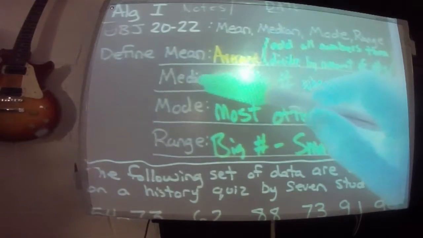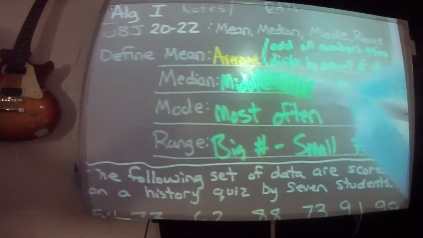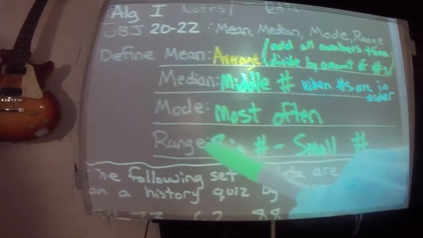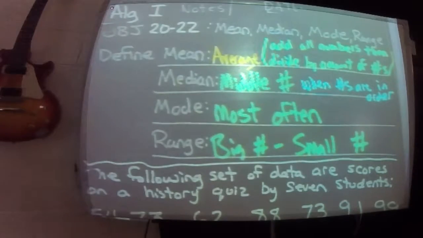Mean is average. Median, the middle number when they're in order. Mode is most often, and range is the real easy one. Big minus small, and that's it.